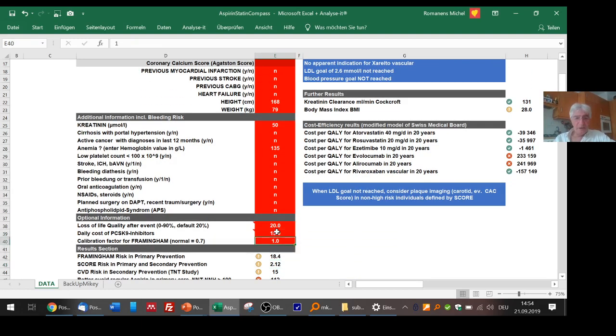The calibration factor can be chosen here. You can choose here the daily cost of the high cost therapy of PCSK9 inhibitors. So when you write here 13, then immediately you see the change here in the cost efficiency. So when you treat with daily costs of 5 francs, you get a return on investment, of course. But when you have the average costs of about 15 francs per day, then you see in this patient adding PCSK9 inhibitors wouldn't be cost efficient.